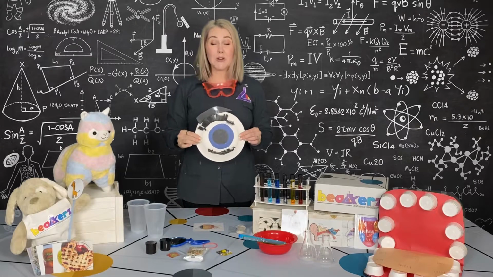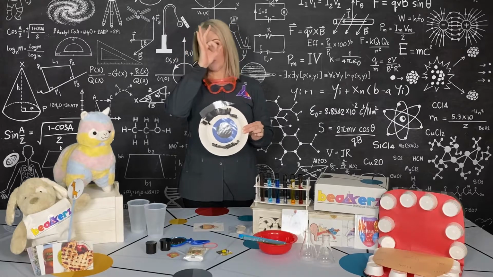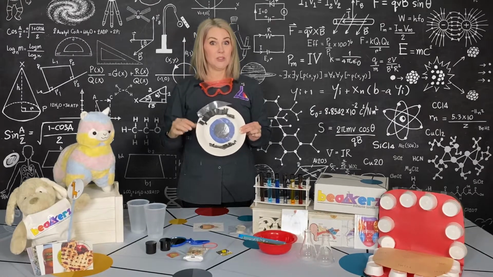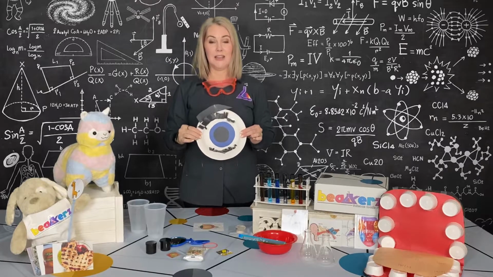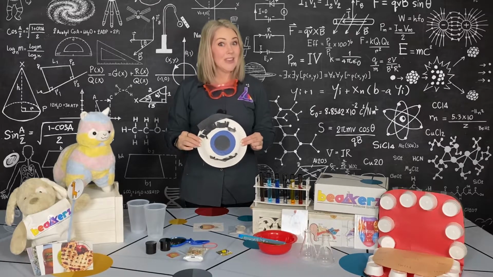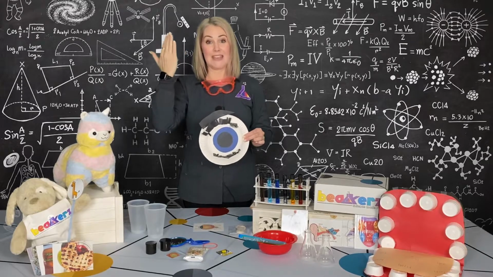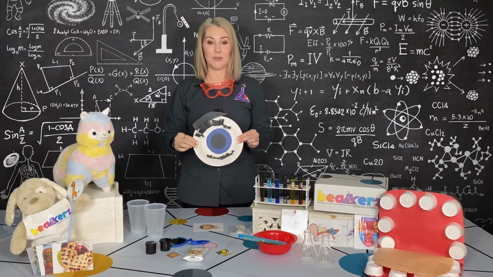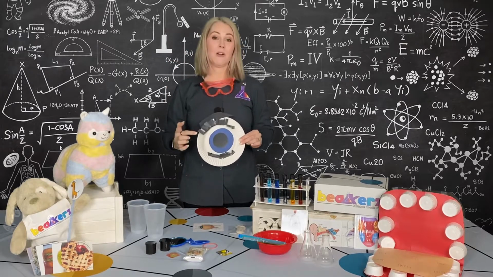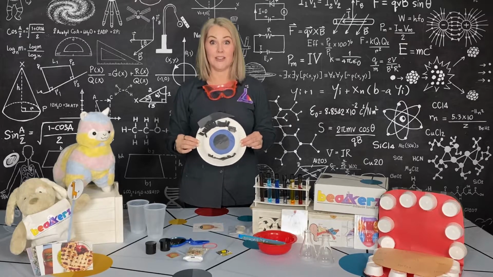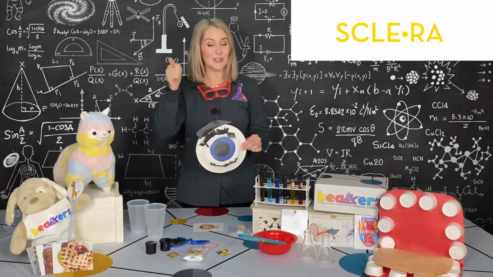So if it's very bright in the room, your pupil will get very small to limit the amount of light that comes in. But if you're in a dark room, it opens all the way up to catch as much light as it can to help you see. The white part of your eye is called the sclera. Can you say sclera? Good job.